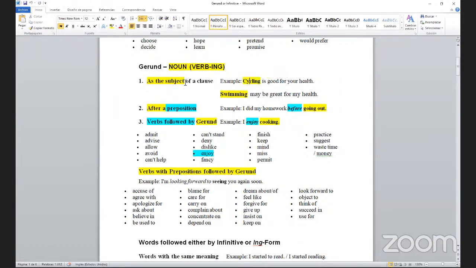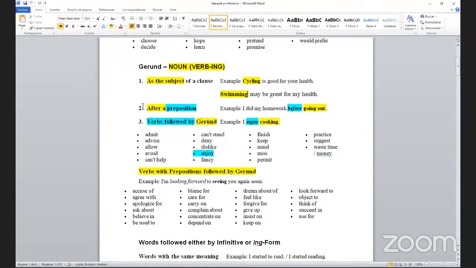So that's why we say that the first use of a gerund is that it can work as a subject. Cycling is good for your health. Or, for example, I want to talk about swimming. Swimming may be great for my health, okay? But when we want to talk about an activity, we always start the sentence with the ing form. It would be incorrect to use only swim or to swim, or cycle or to cycle. Both are incorrect. The best way is the verb with ing: cycling, swimming, okay? So this is the first use.